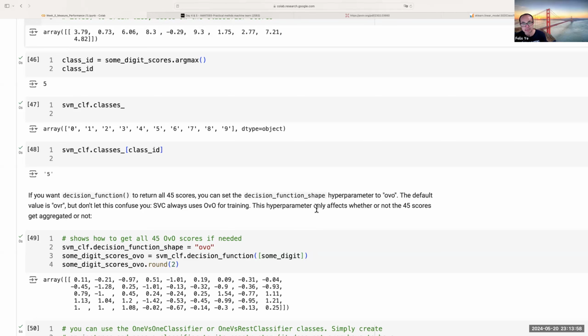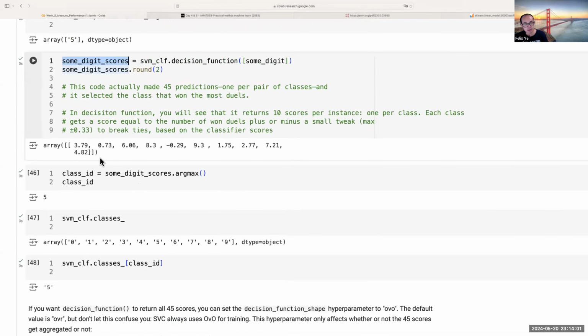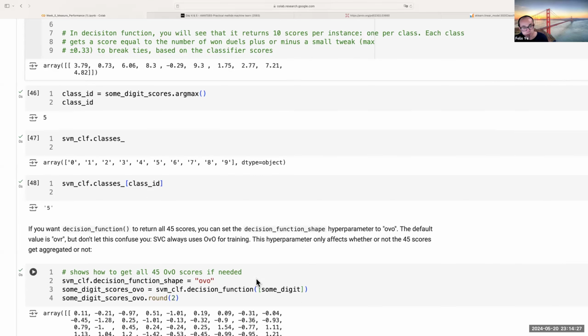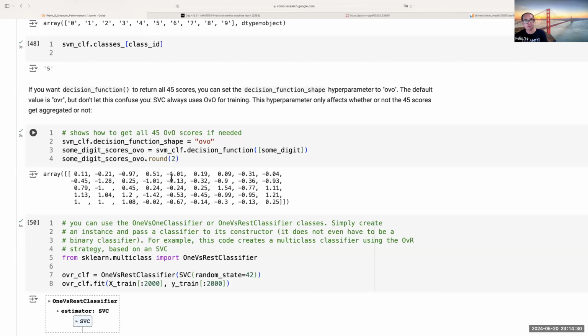I want to emphasize that the scores you got are in one versus the rest format, but don't let this confuse you. SVM always uses one versus one for training. It's just that the output is presented as one versus the rest scores, which is a little clearer than the 45 one versus one scores, because usually those 45 scores are not that informative.